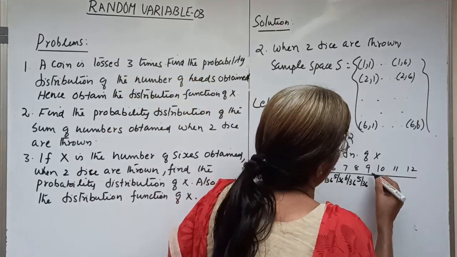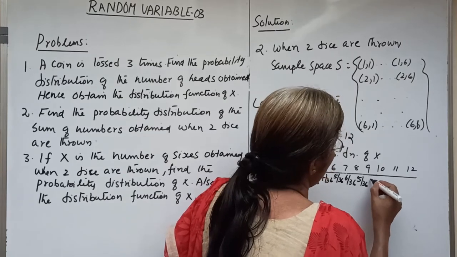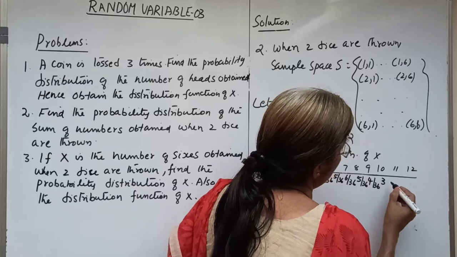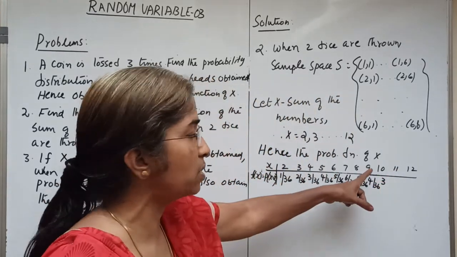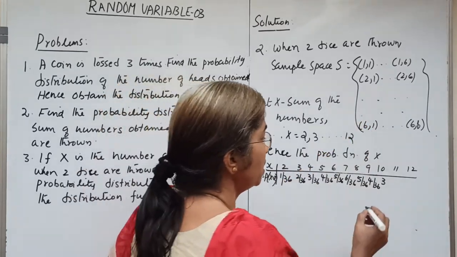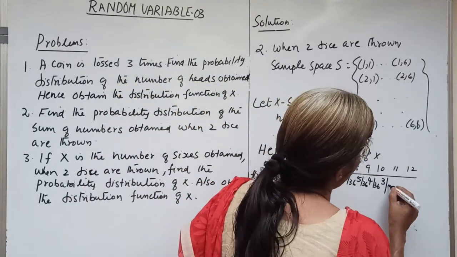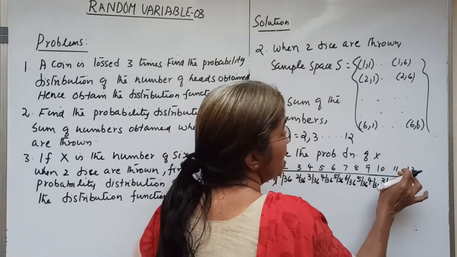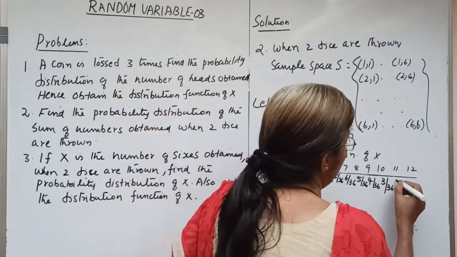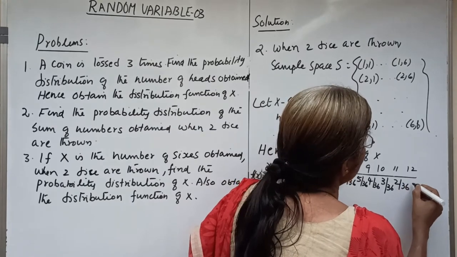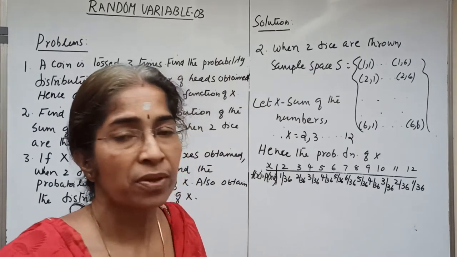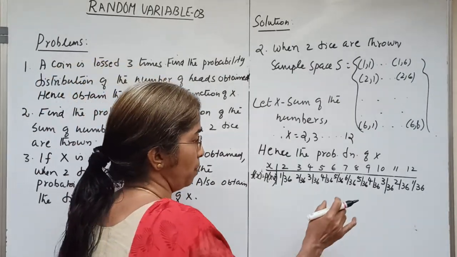That is again 1 less, 4 by 36. Now 3 by 36 for x equal to 10. What are the outcomes? 4, 6, 5, 5 and 6, 4. That is 3 by 36. X equal to 11 means 5, 6 and 6, 5, so 2 by 36. X equal to 12 means only 6, 6 is the outcome, 1 by 36.